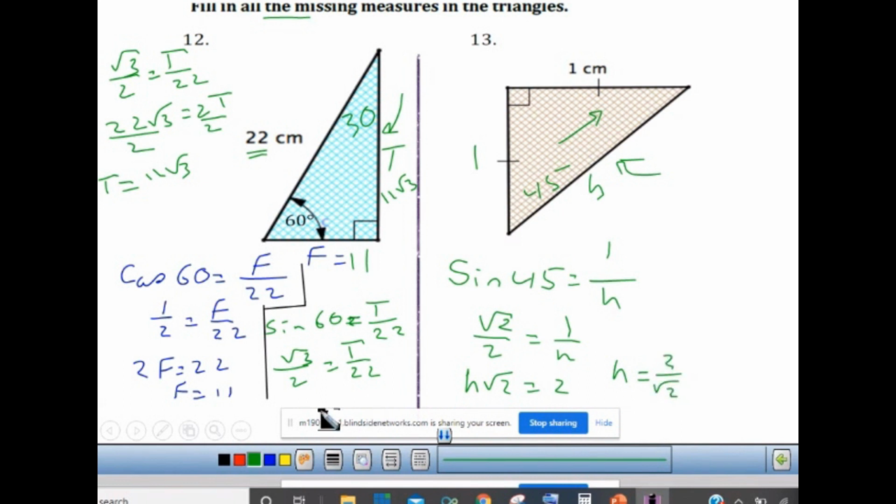2 over square root of 2, which is, again, correct but not proper. Make sure you rationalize that. Towards the end, you will end up with something good looking like 2 square root of 2 over 2. This is going to cancel, and that's going to leave you with the square root of 2. So H is going to be square root of 2.